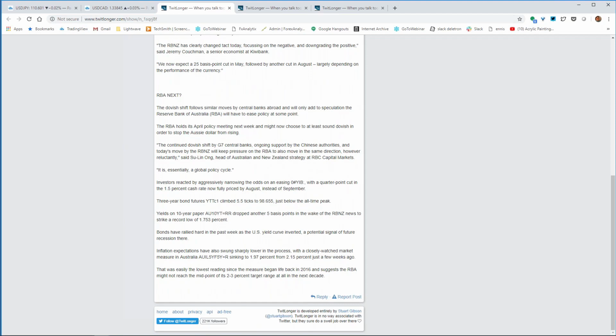The RBA holds its April policy meeting next week and might now choose to at least sound dovish in order to stop the Aussie dollar from rising. The continued dovish shift by G7 central banks, supported by Chinese authorities, and today's move by the RBNZ will keep pressure on the RBA to also move in the same direction, however reluctantly. It's essentially a global policy cycle. Investors reacted by aggressively narrowing the odds on easing, with a quarter-point cut in the 1.5% cash rate now fully priced in by August instead of September.